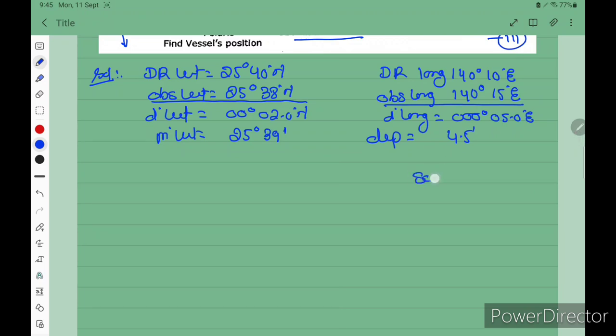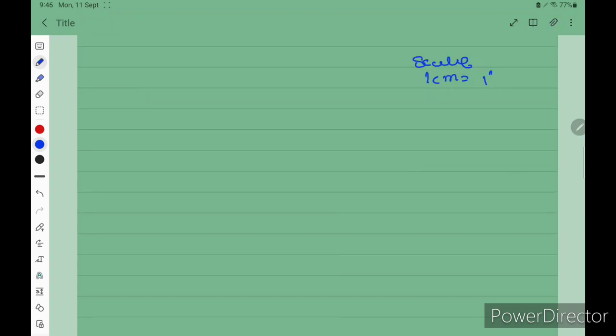So for this I take a scale. Scale is very important. 1 cm is equal to 1 minute. Okay, now we'll plot this. So first we plot the DR latitude. So DR latitude is 25 degree 40 minutes. So let's say this is our DR latitude. Now we have the observed latitude 25 degree 38. So as per scale we check the difference and we have to mark. This is our observed latitude 25 degree 38 north.